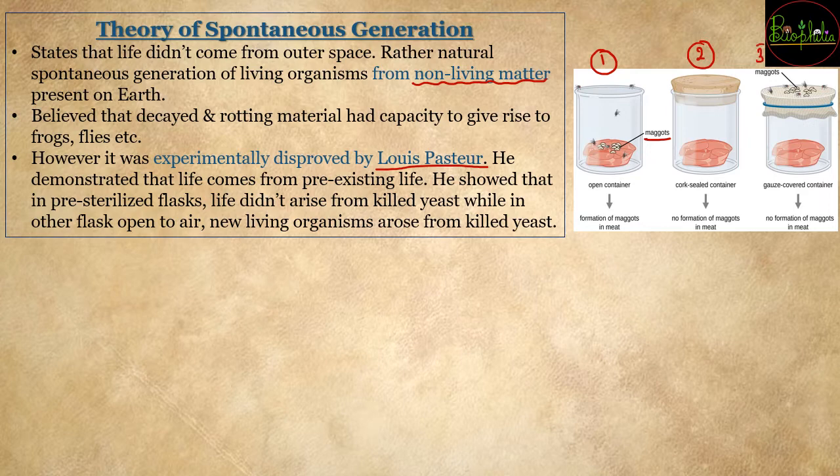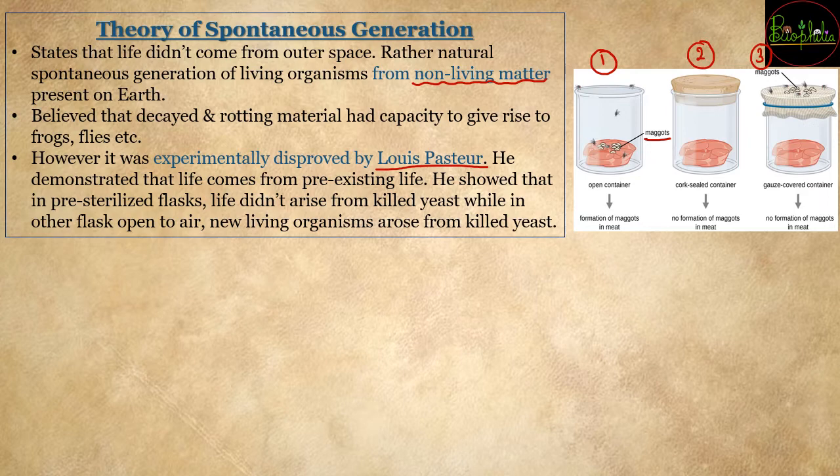Third condition, he saw, जहाँ पे उसने एक gauze covered container रखा. That means a mesh-like structure was kept. But again, there was no formation of maggots in the meat. Meat was completely normal, जबकि जो gauze था उसके ऊपर flies आके बैठ गए. So what did he conclude from it? That the meat was not the origination of the life, that was maggots or flies. Flies तो जब बंद था तब भी वो गॉस के ऊपर आके बैठे, और जब कॉर्क था तब तो फ्लाइज भी नहीं आए. So that was what he concluded, that life is not coming from the rotting material, and the theory was disproved.